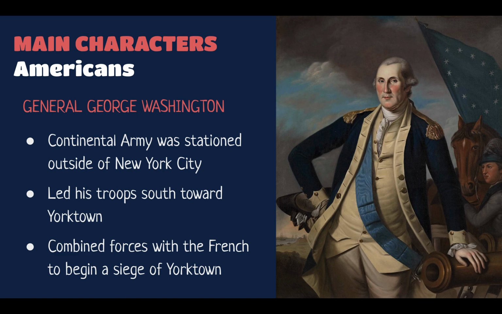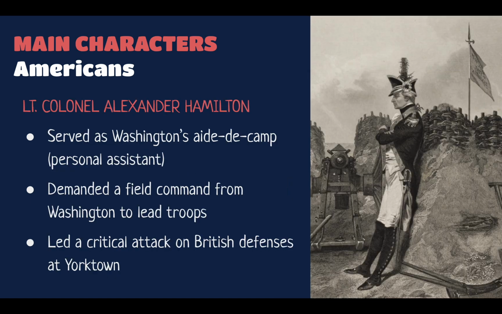Okay, American leaders in this battle. George Washington, he's outside of New York City. We'll see that he's got some trickery up his sleeves to help deceive the British a little bit. He's going to bring his army toward Yorktown, where he will meet up with the French forces and begin a siege of the Battle of Yorktown.